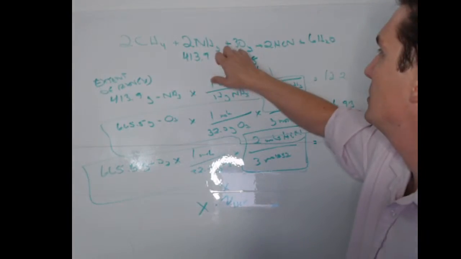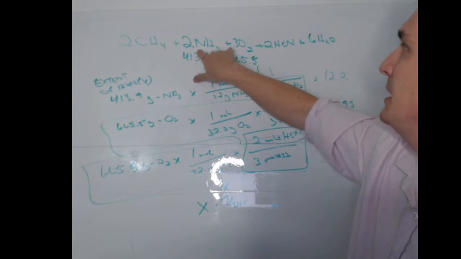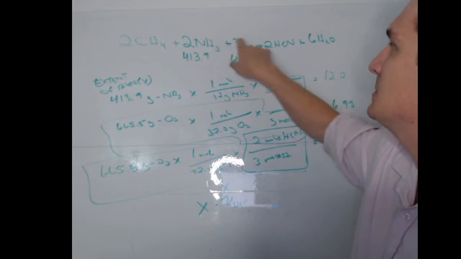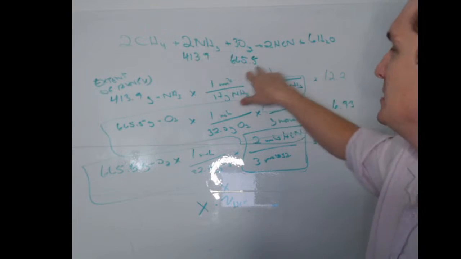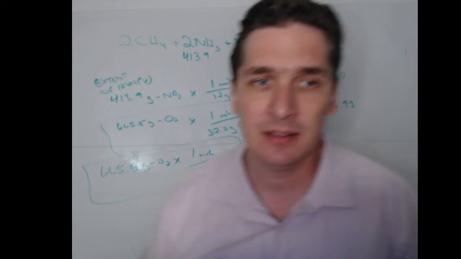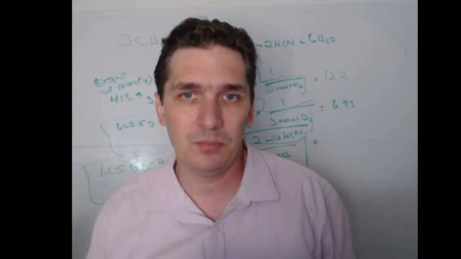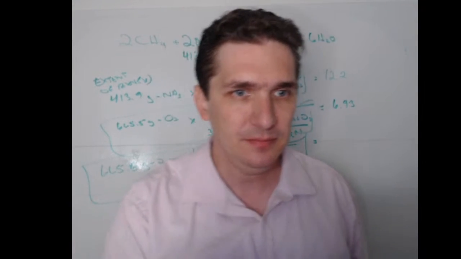We know that for every 2 moles of NH3 that react, we produce 2 moles of HCN, so we expect them to travel the same distance. But this is going to travel 3 times further. That's just represented here by that reaction coefficient.